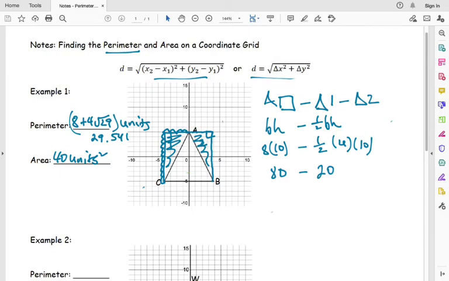And then when you do the other triangle, it's also going to be 1/2 base times height. It also has a base of 4 and a height of 10, so it'll be 20. So when you do 80 minus 20 minus 20, you get 40, just like we calculated before. All right, let's do one that's a little harder.